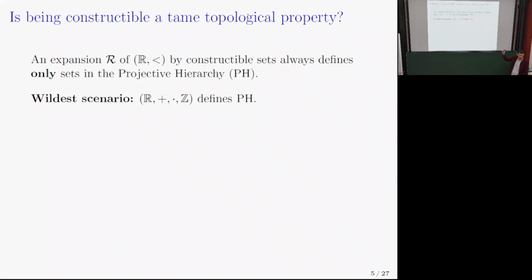Can you remind me what the projective hierarchy is? How is this constructed? It's basically all Borel sets closed under projections and Boolean combinations. That would be enough. Okay, that's exactly what it is. Okay. I think so. Yes.